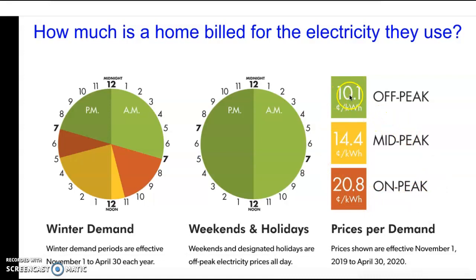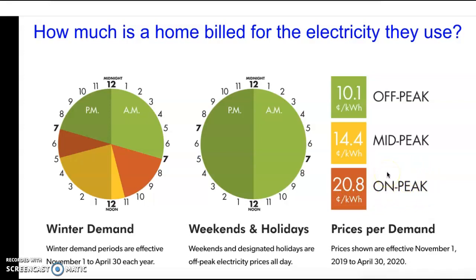There's 10.1 cents per kilowatt hour. That's called the off-peak rate. And then there's 14.4 cents per kilowatt hour. That's called the mid-peak rate. And then there's 20.8 cents per kilowatt hour. That's called the on-peak rate.